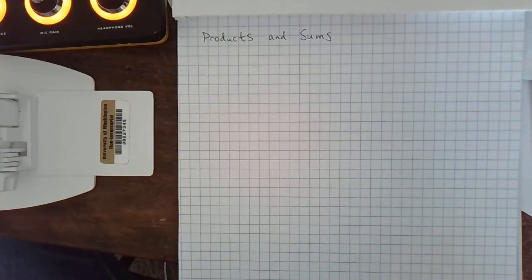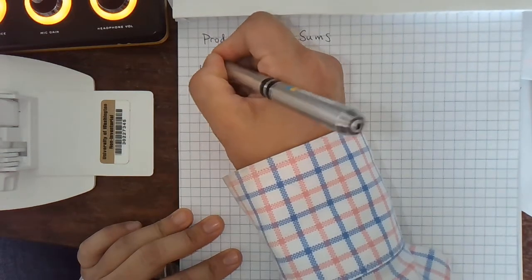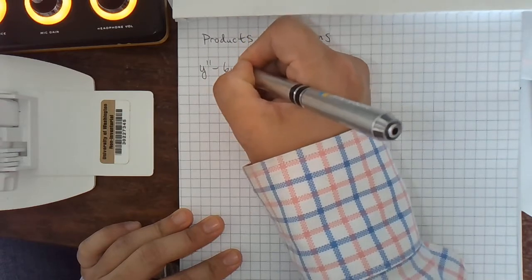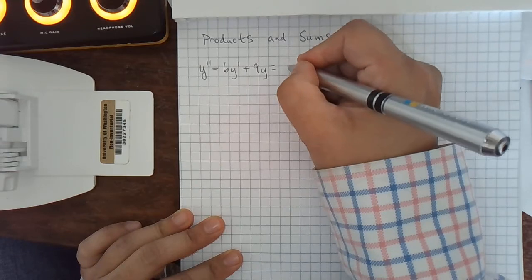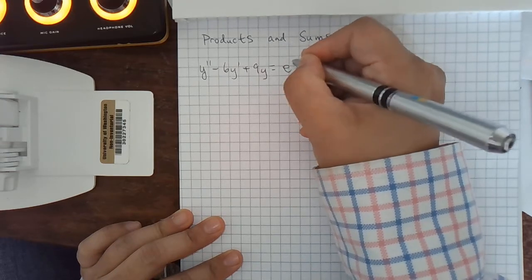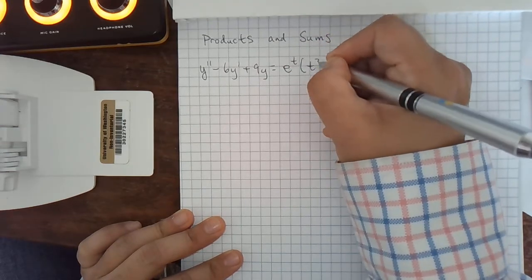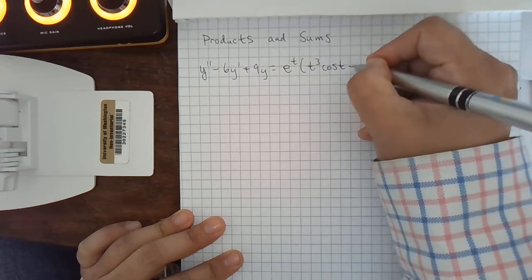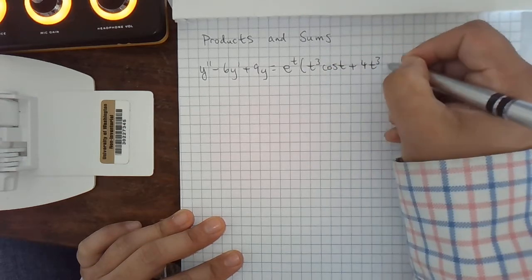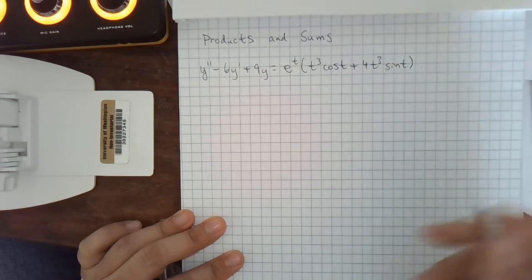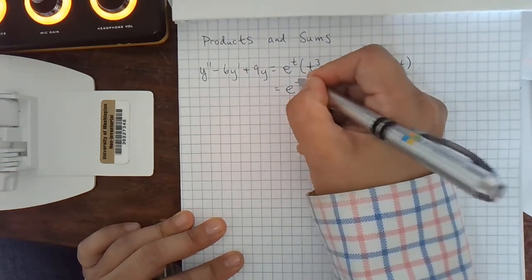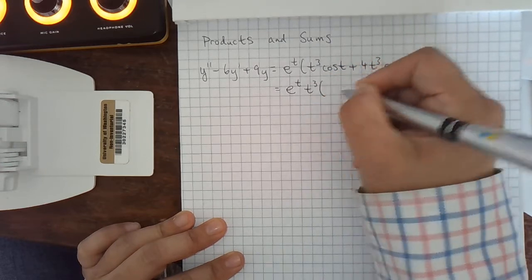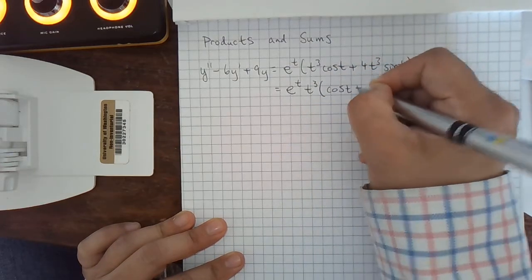Okay, let's talk about what happens if you have products and sums. So here's a differential equation: y double prime minus 6y prime plus 9y equals e to the t times t cubed cosine t plus 4t cubed sine t. Okay, so first thing on the right is it needs to be factored a little more. We can take out a t cubed. So we have e to the t t cubed, and then this is cosine t plus 4 sine t.